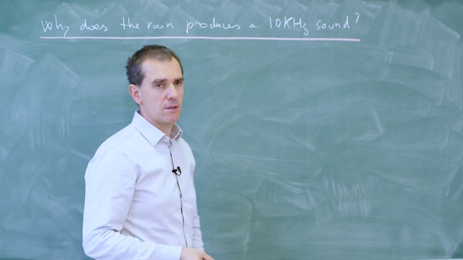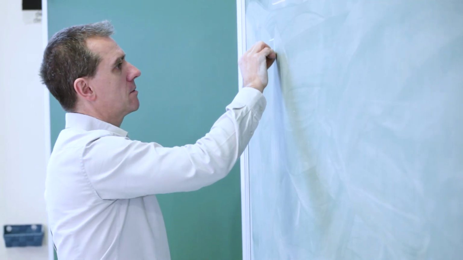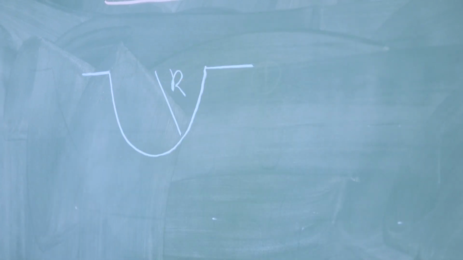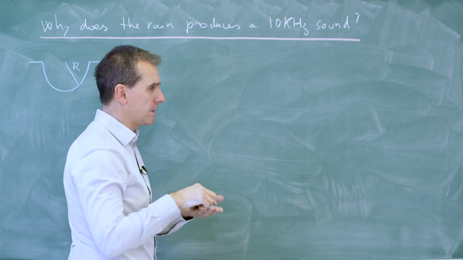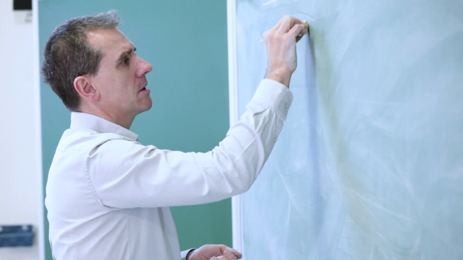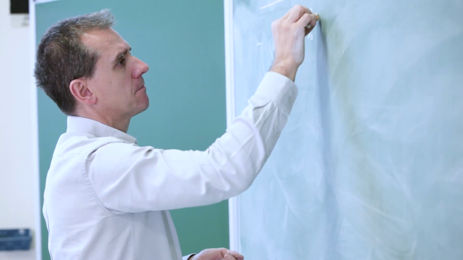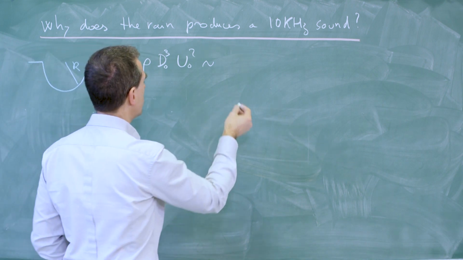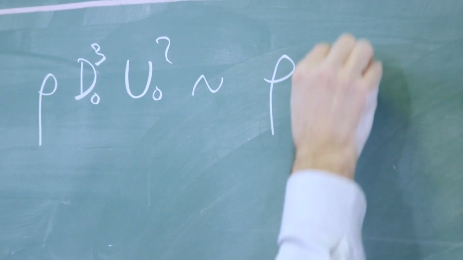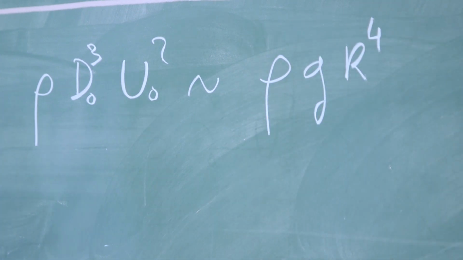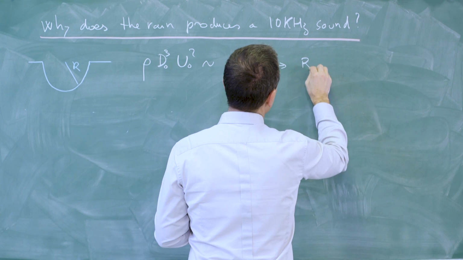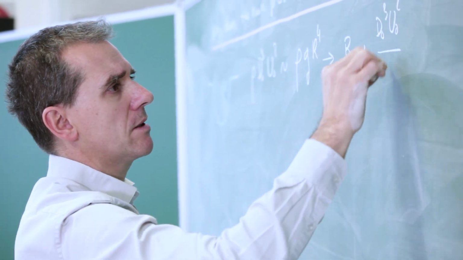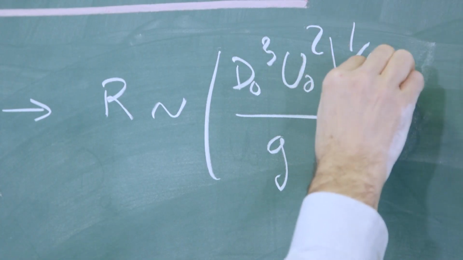Once we have created the hole in the ocean, the crater is going to expand up to a maximum size that I called big R here. This maximum size can be calculated as a balance between the initial kinetic energy of the drop and the final potential energy of the crater. This final potential energy of the crater goes like rho g R to the 4th. This tells you that the maximum size of the crater will go like (d0 cubed times u0 squared divided by g) to the power 1/4.